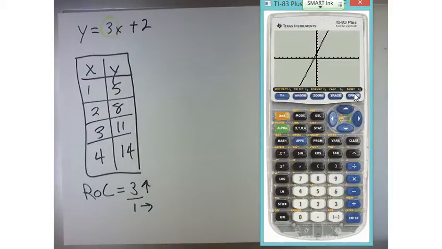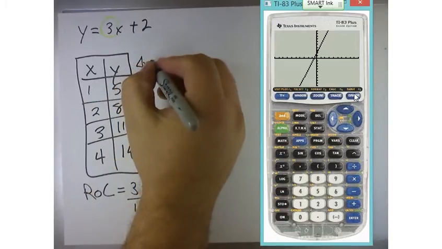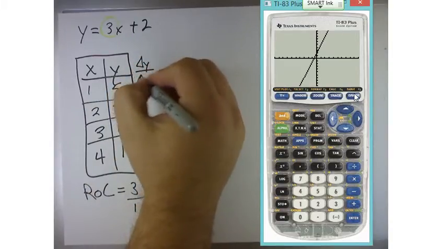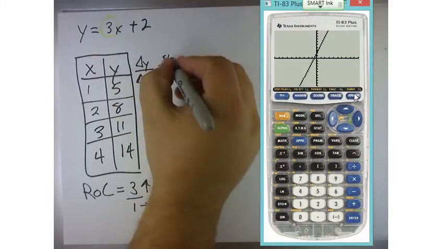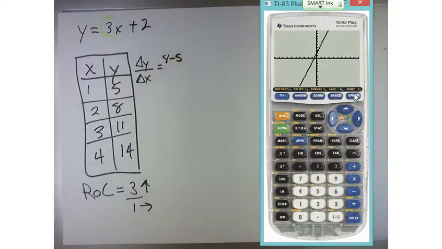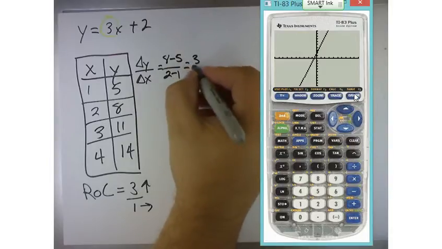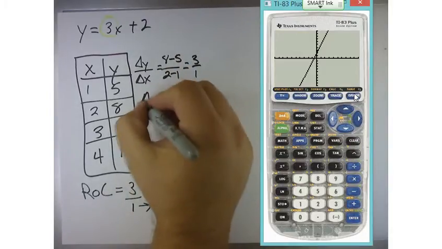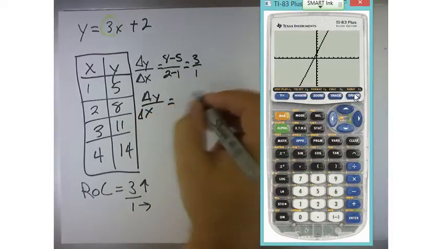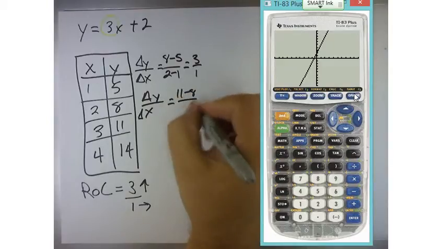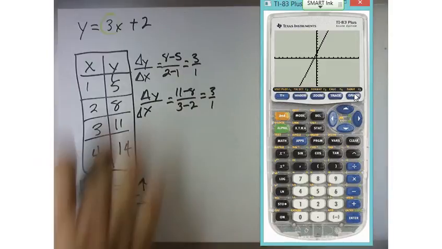If I go from 1 to 2, in other words, if I'm going to look at delta y over delta x, if I go from 8 to 5 and 2 to 1, I'll get 3 over 1. If I do that again, and I say 11 to 8, 3 to 2, I'll get 3 over 1. And if I did that for every one of those terms, I would get that.